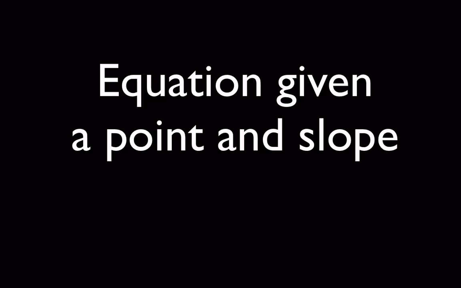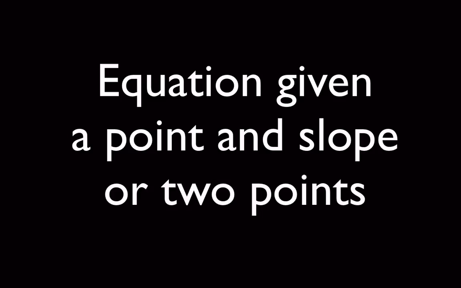Okay, so next thing we're going to do is we're going to say, how do we write the equation of a line if all they give you is the slope and a point, or if they just give you 2 points and they don't even give you the slope? And we're going to tie in what we've learned from the other stuff.